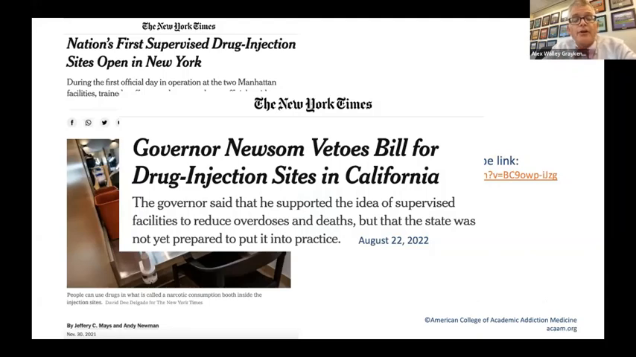Governor Gavin Newsom vetoed a bill for drug injection sites in California, with an interesting rationale, which is hard to square, I think, at least in my opinion. The governor said that he supported the idea of supervised facilities to reduce overdoses and death, but that the state was not yet prepared to put it into practice. So even in liberal places like California, there is resistance. And even when they support the idea, people aren't necessarily ready to go forward.